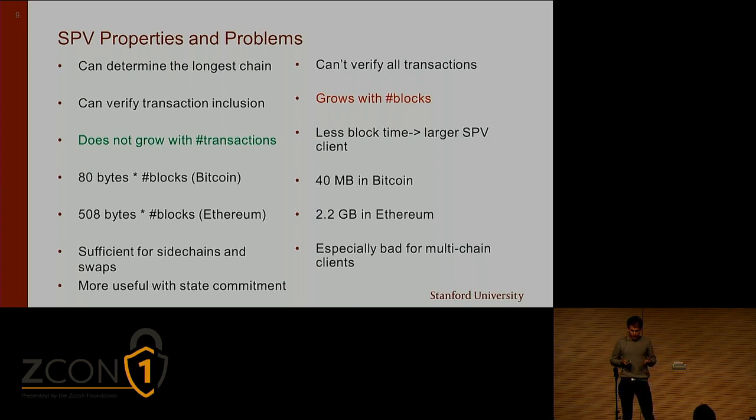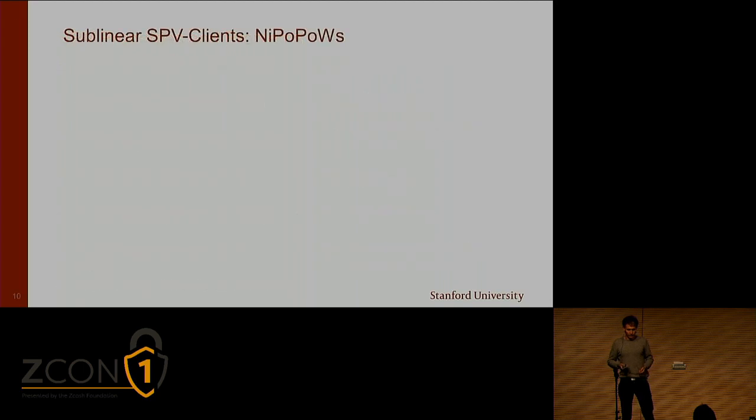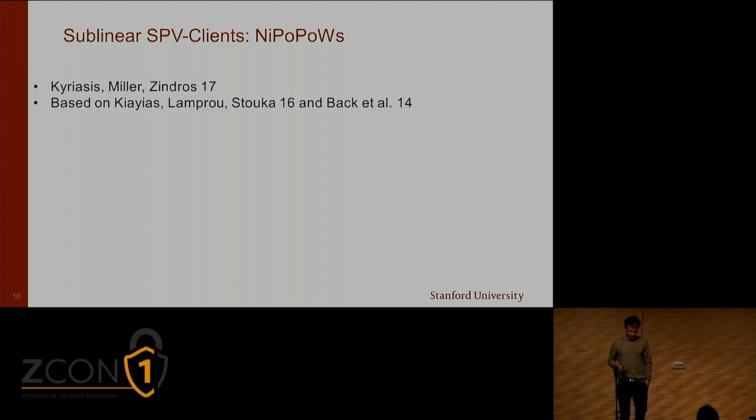So how can we address this? Thankfully there was a breakthrough work on so-called proofs of proof of work, or NIPoPoWs, non-interactive proofs of proof of work, by Kiayias, Miller, and Zindros, where they showed that you can actually show that a chain has a sufficient amount of proof of work.